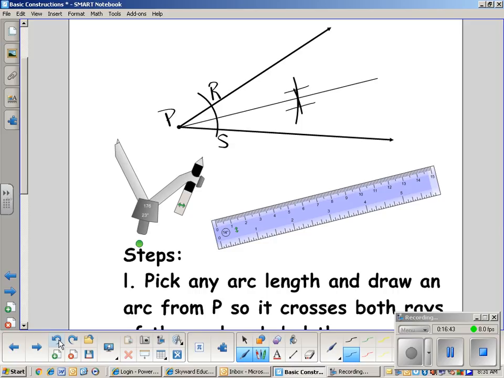It cut this big angle P in half so that this part of the angle is now equal to this part of the angle. Okay? And so again, if I was told I had to create half of angle P, then I could do that now, couldn't I? I could create an angle bisector and then I could copy an angle.